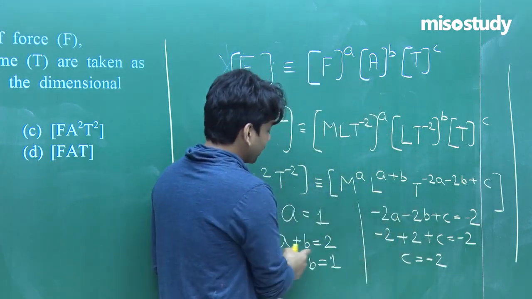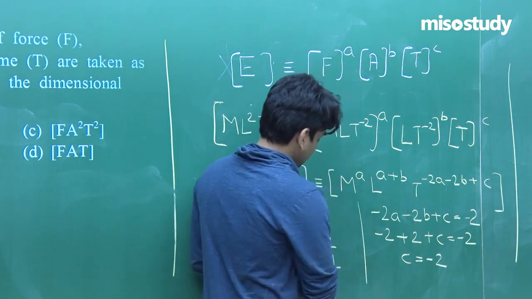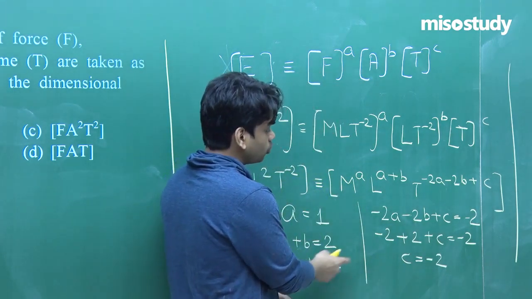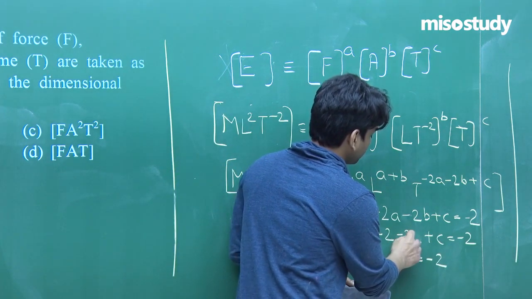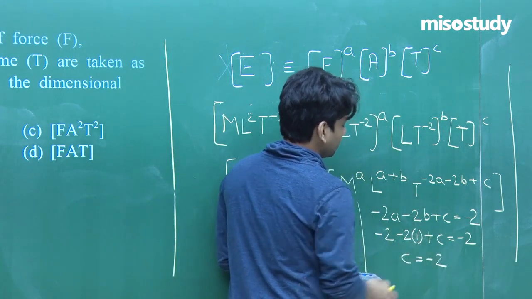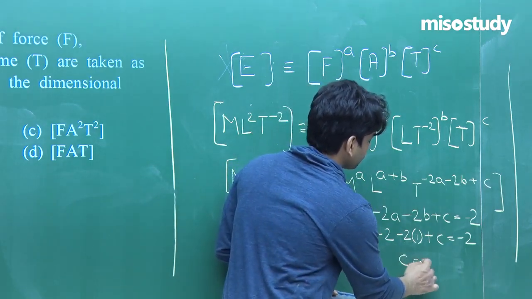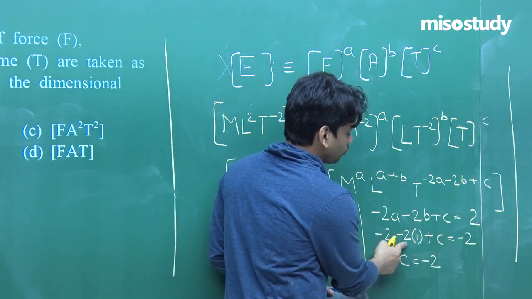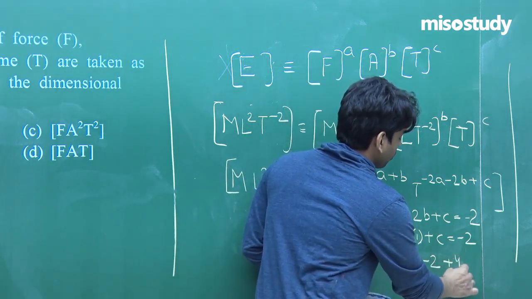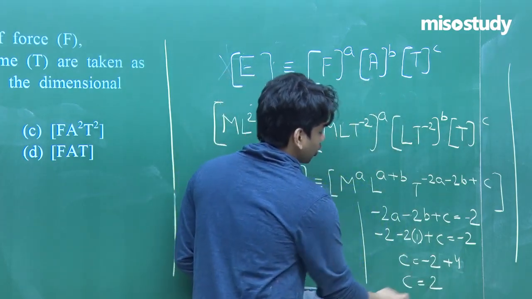So minus 2a, that will come out to be minus 2, minus 2b, so minus 2b, minus 2 into 1. So this will turn out to be minus 2 into 1 plus c. So c will turn out to be equal to minus 2. Yes, c will turn out to be minus 2, minus 2, minus 4. So plus 4. So this will turn out to be plus 2 instead of minus 2 that we have mentioned. C turns out to be plus 2.